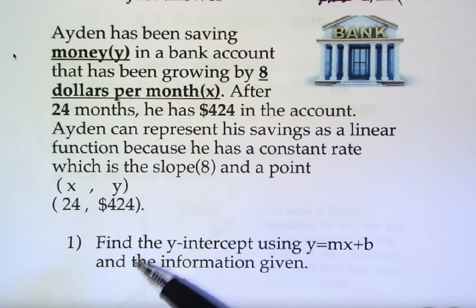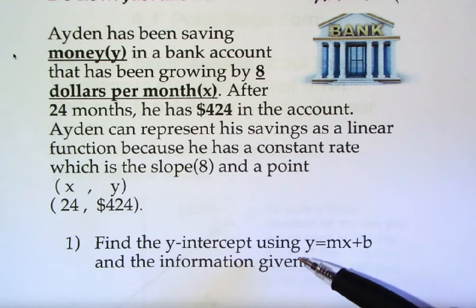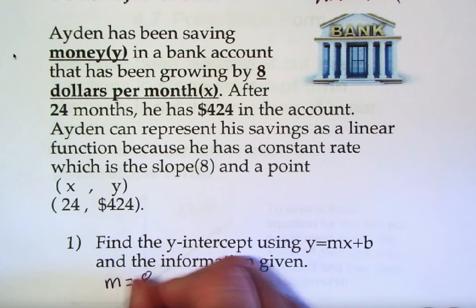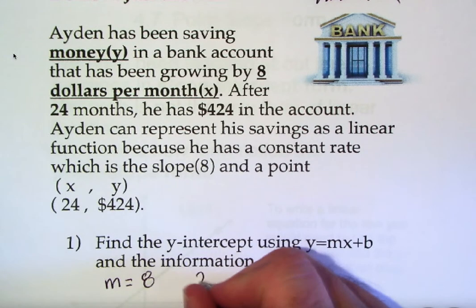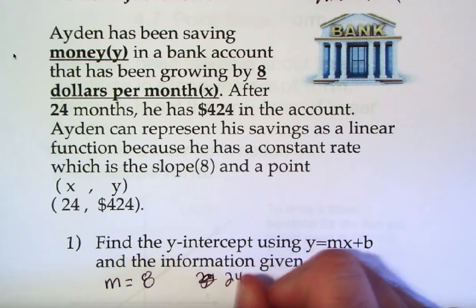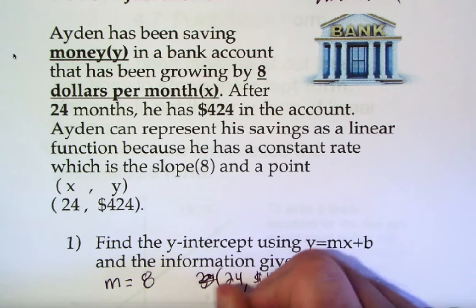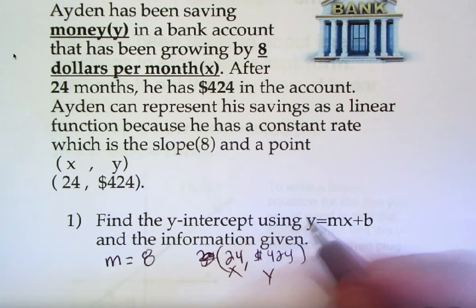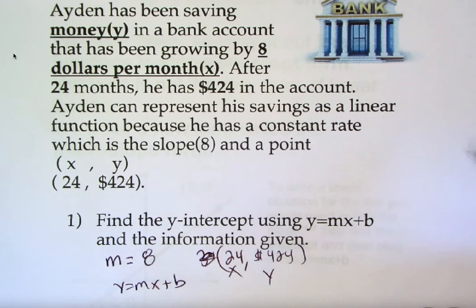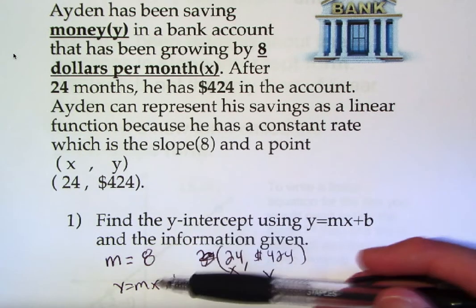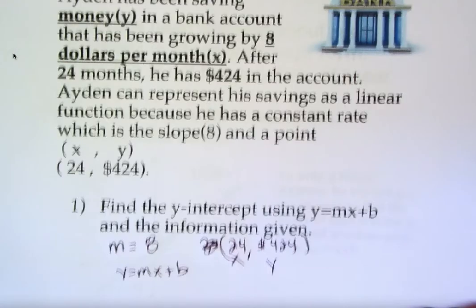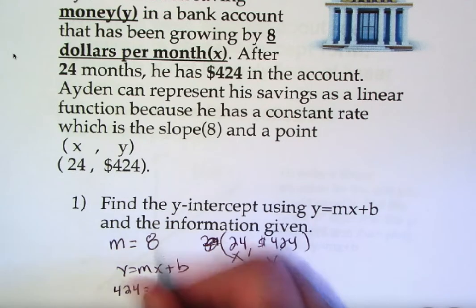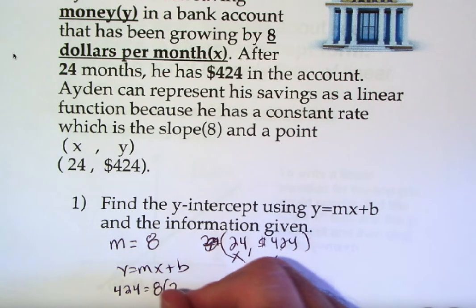So we learned yesterday that we can find the y-intercept by using y equals mx plus b in the given information. So we know that the m for this problem is 8, and we know a point, (24, 424), and that's our x and that's our y. Normally someone would come up and present, but obviously we can't. So we know y, we know the m for this problem about Aiden, and we also know an x value. So we talked about plugging that in, just like we've been learning how to substitute, into the equation. So y is 424, the slope is 8, and our x value is 24.